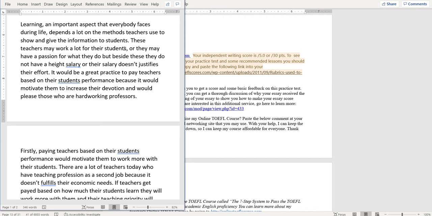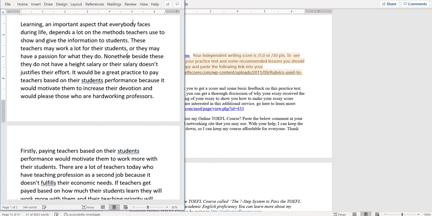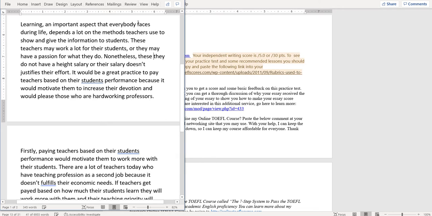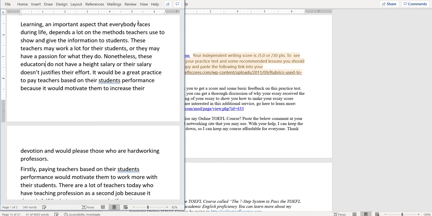I think it's probably better because you already have or and then you're trying to use but. You have the danger of what's called over-subordination. So if you just put this, maybe put nonetheless, these educators do not have a high, not height. You want to say high salary or their salary doesn't justify. You want to use the base form of the verb after do. Their salary doesn't justify their efforts.